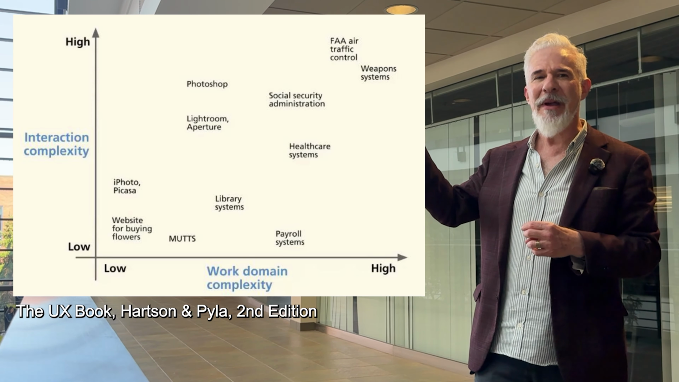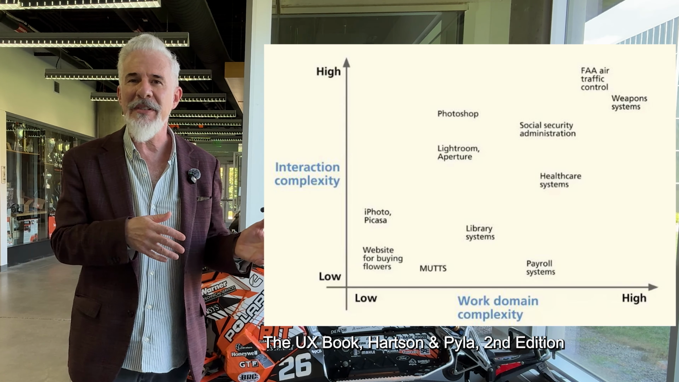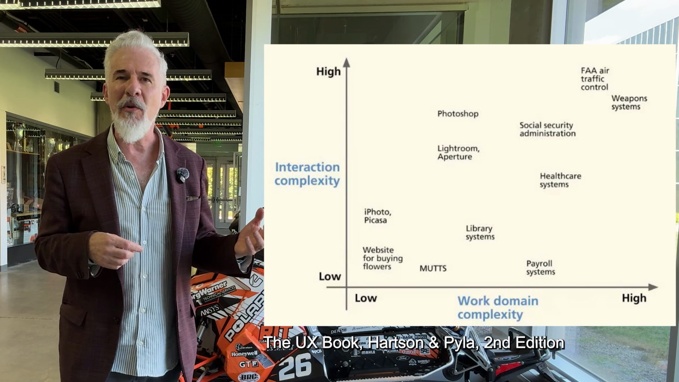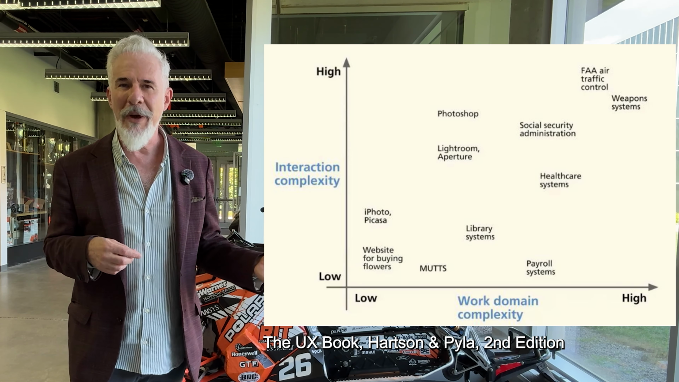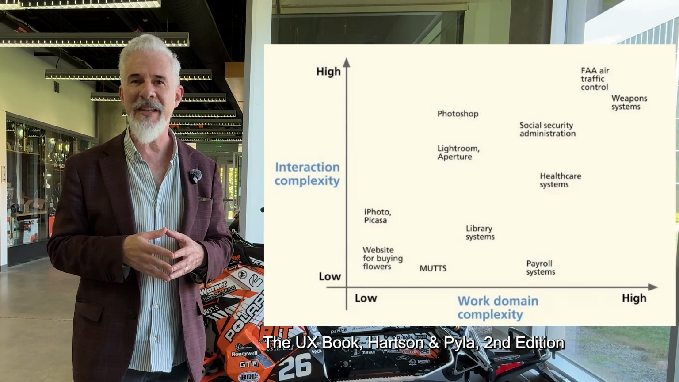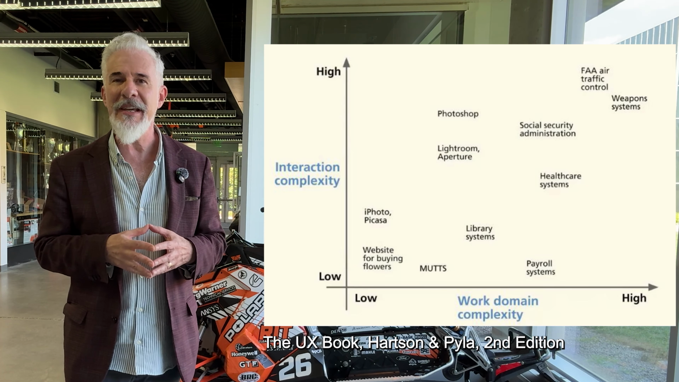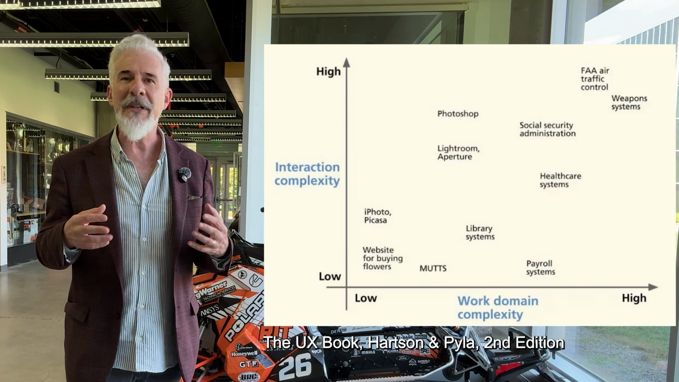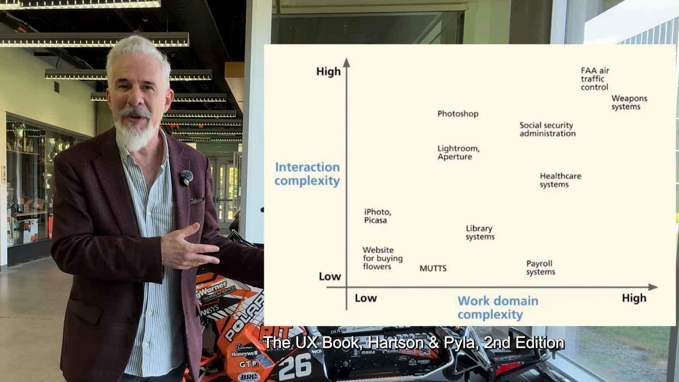So on the vertical axis, we have interaction complexity. So low interaction complexity typically corresponds to smaller, straightforward tasks that are easy to perform on the system, like maybe clicking on a button to order a product from a website. In contrast, though, high interaction complexity is linked to larger, more challenging tasks that often require specialized skills or training, such as manipulating an image with Adobe Photoshop.